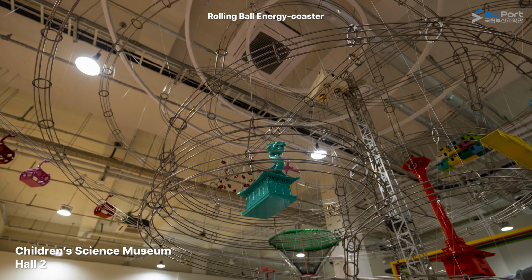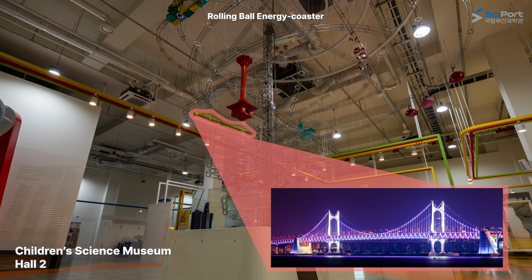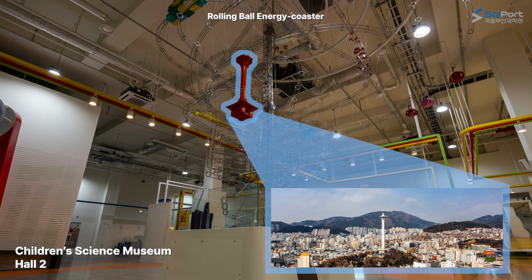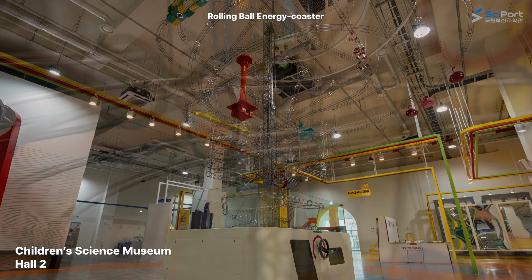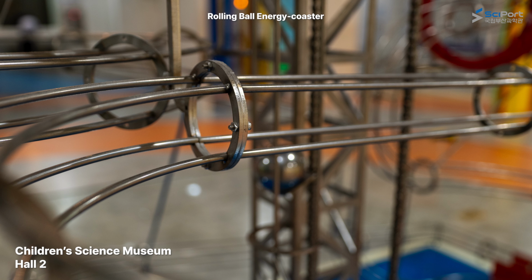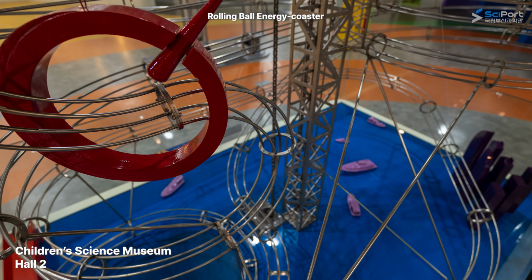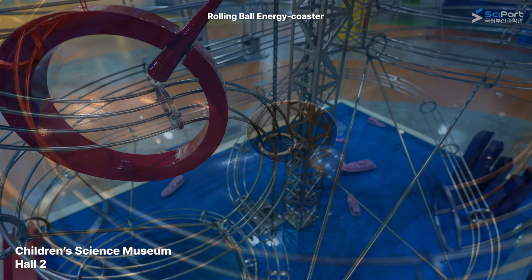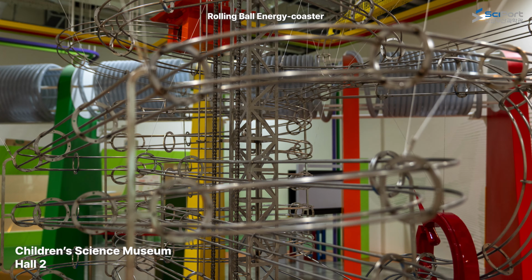Rolling ball energy coaster. Look over there. There are 10 symbolic places of Busan and also famous tourist spots. Can you see it? Yellow means Gwangan Bridge. Red means Busan Tower. Turn the handle and move the rolling ball. Look at the movement of the rolling ball moving along the rail. The rolling ball is comprised of velocity, acceleration, gravity, centripetal force, friction, inertia, and many interesting scientific principles.